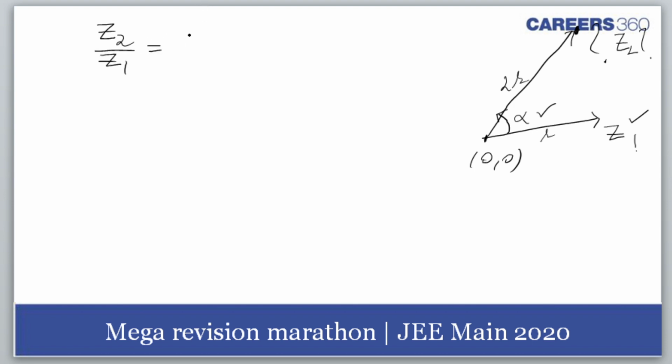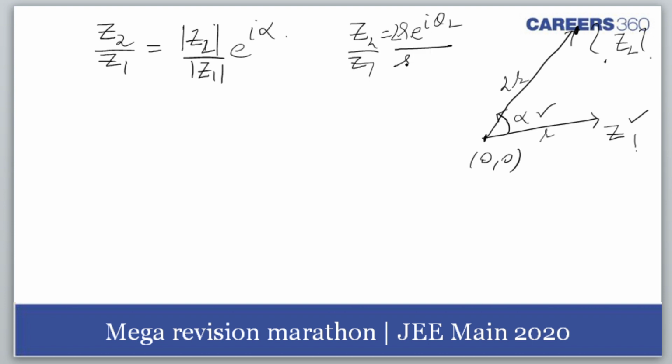Okay, Z2 by Z1 would be modulus of Z2, modulus of Z1 into e^(iα). This is what it is. Z2 is 2r e^(iθ2), and Z1 is r e^(iθ1). So how can I write this? I can write this as 2r upon r e^(i(θ2 minus θ1)). And just now I explained to you that this θ2 minus θ1 is alpha. So that's how I have written this. I hope this is okay.